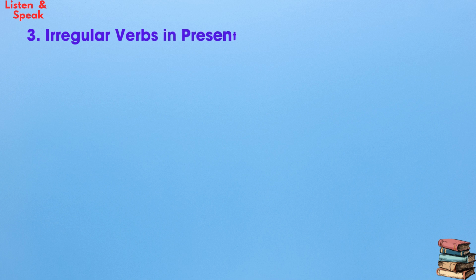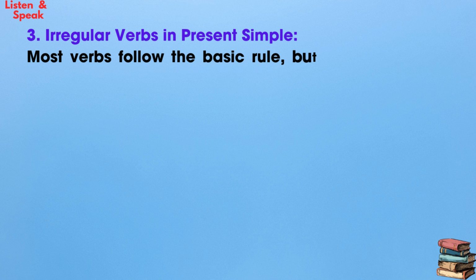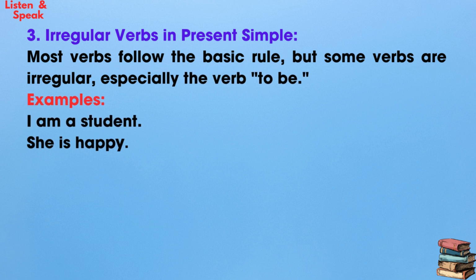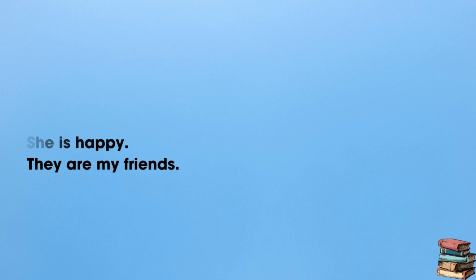3. Irregular verbs. In present simple, most verbs follow the basic rule, but some verbs are irregular, especially the verb to be. Examples: I am a student. She is happy. They are my friends.